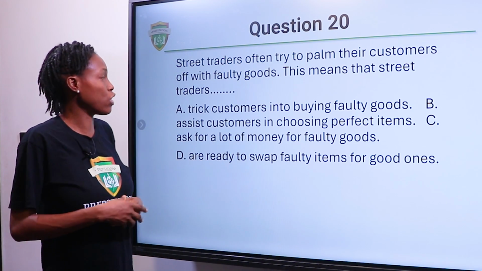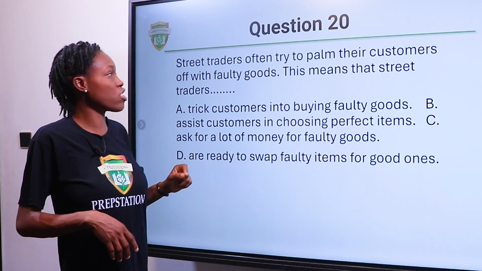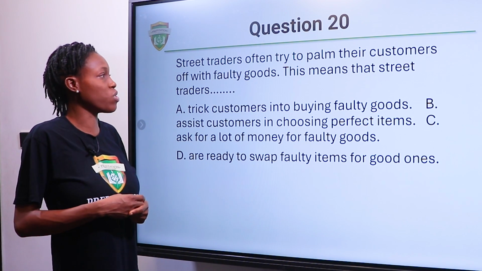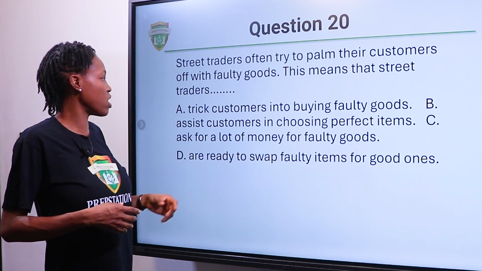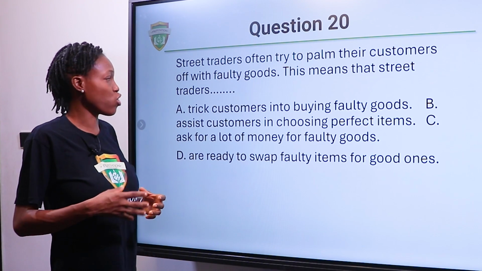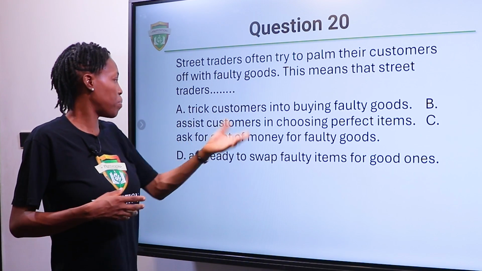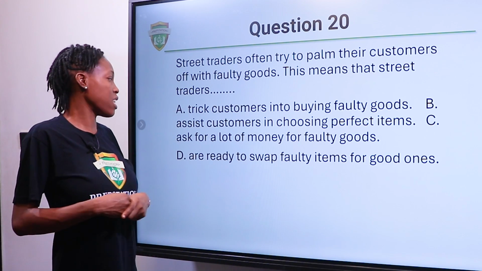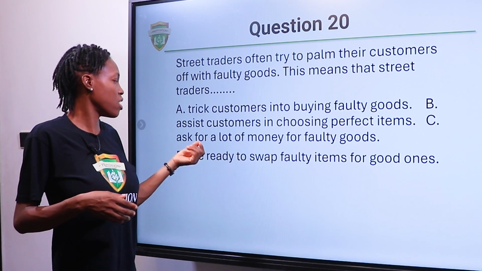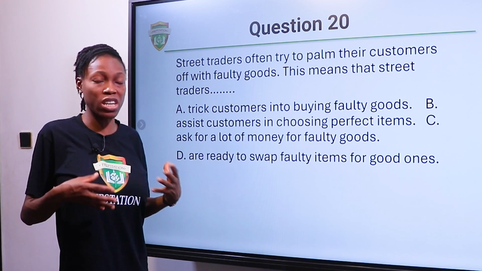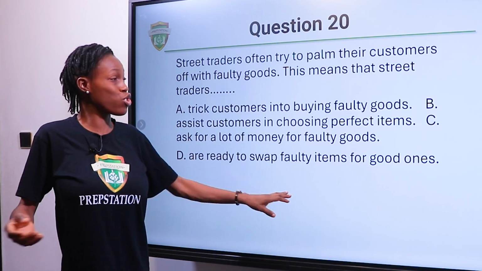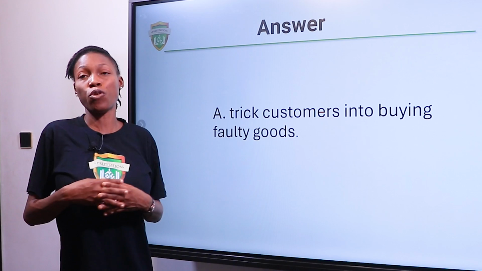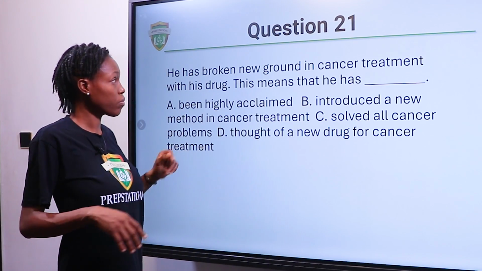Question 20. Street traders often try to palm their customers off with faulty goods. This means that street traders, A, trick customers into buying faulty goods, B, assist customers in choosing perfect items, C, ask for a lot of money for faulty goods, D, are ready to swap faulty items for good ones. The answer to this question is A, trick customers into buying faulty goods.